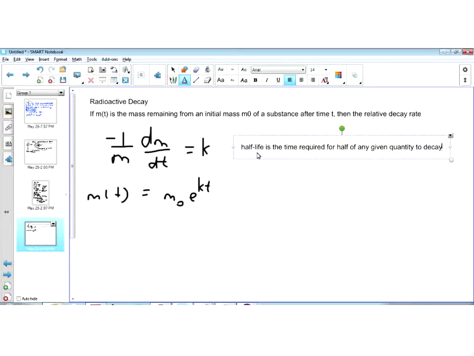Okay, so let's do an example, say number 10, section 3.8. A sample of tritium-3 decayed to 94.5% of its original amount after a year. So what is the half-life of tritium-3? All right, so 94.5% after 1 year is remaining. Okay, all right, so we can look at it this way.